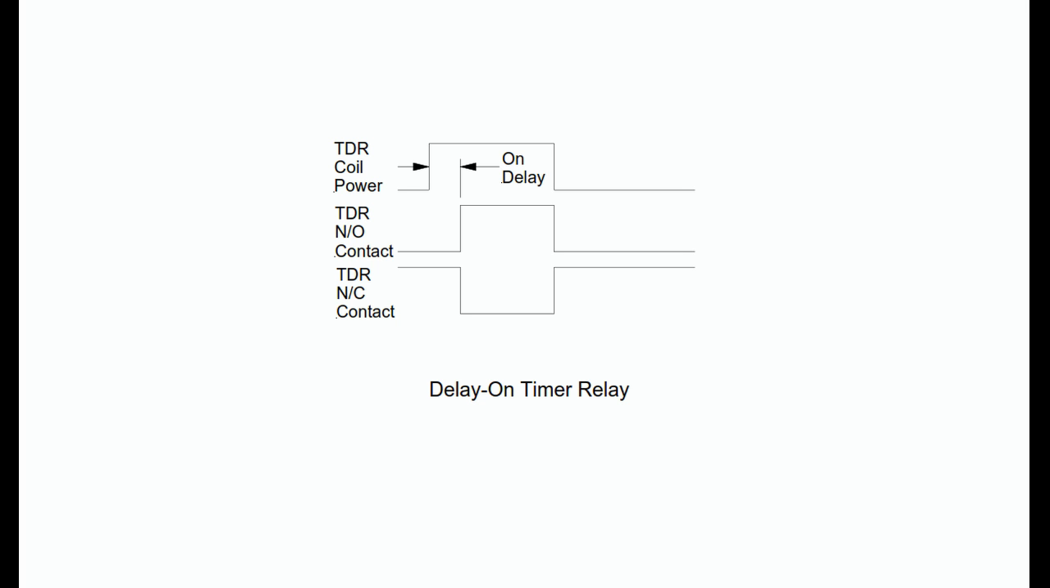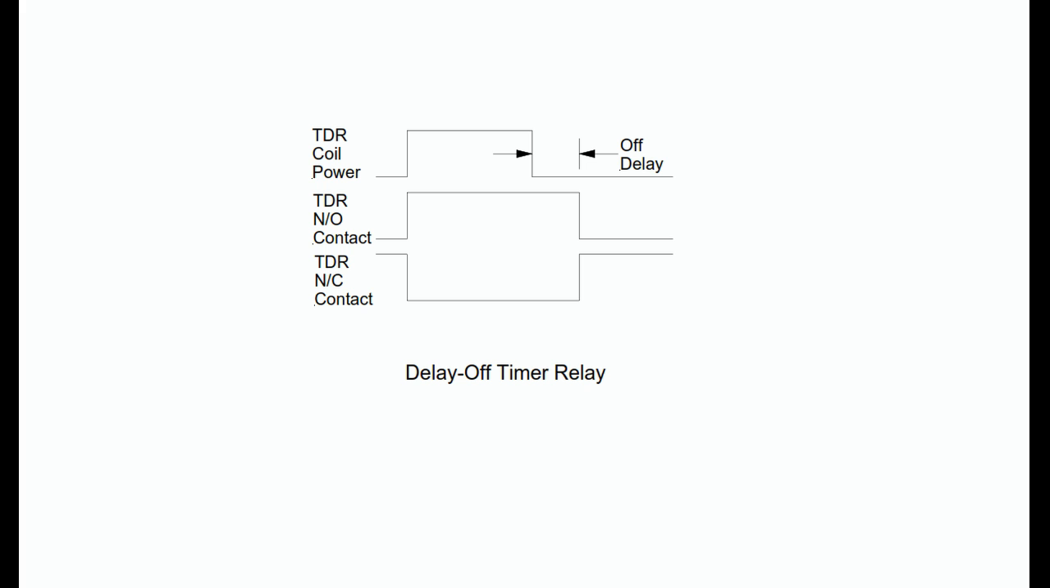If power is applied to the coil and then switched off before the preset time is reached, the relay contacts never activate. Delay on relays are useful for delaying turn-on events. For example, when the motor is started on a machine, a TON time delay relay can be used to disable all the other controls for a few seconds until the motor has had time to achieve running speed.